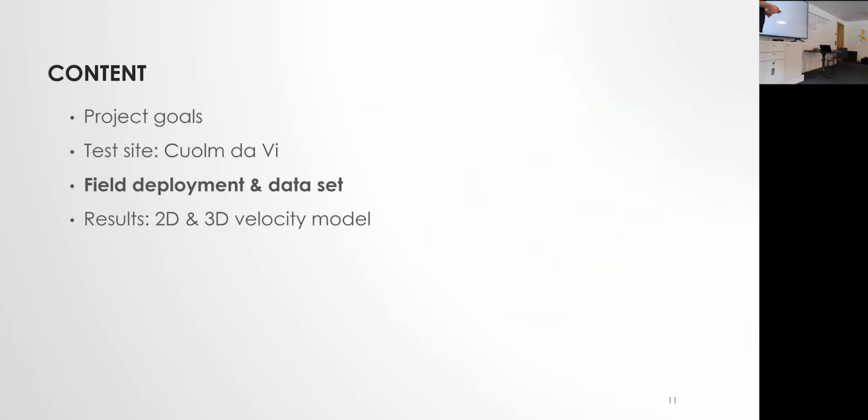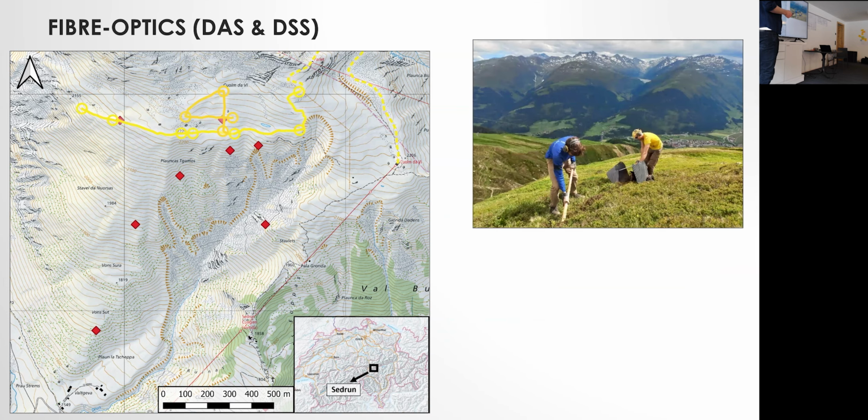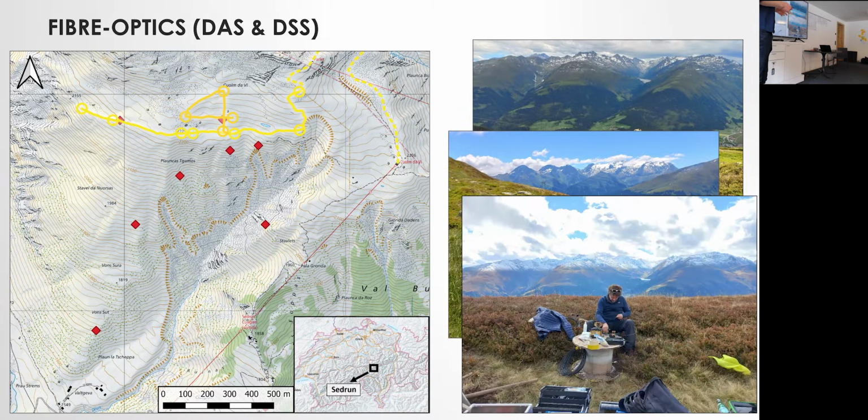Now, briefly about the field deployment and the data set that we have acquired. This is the same map again before our field deployment. I would like to highlight the 3 main components of our configuration at the landslide. I would like to start with the fiber optics, where we have trenched several kilometers of fiber optic cable. We made a trench of several kilometers crossing the entire landslide, in which we deployed a fiber optic cable and then spliced all the cable parts together.